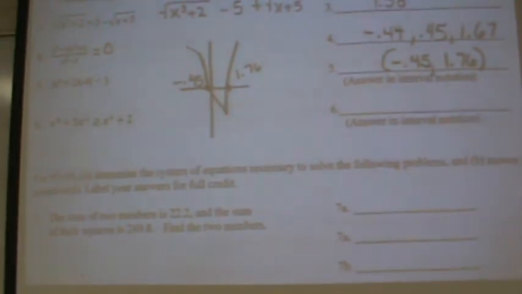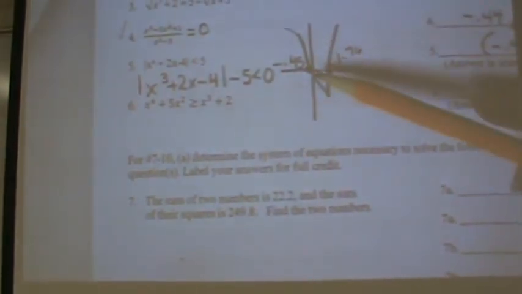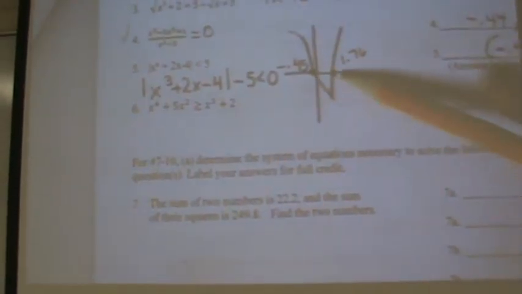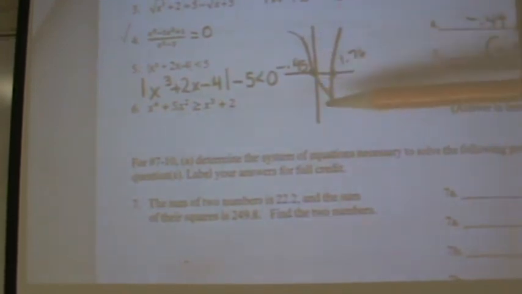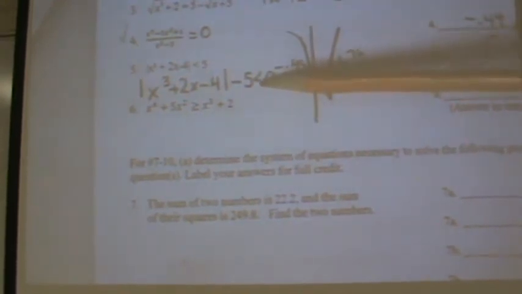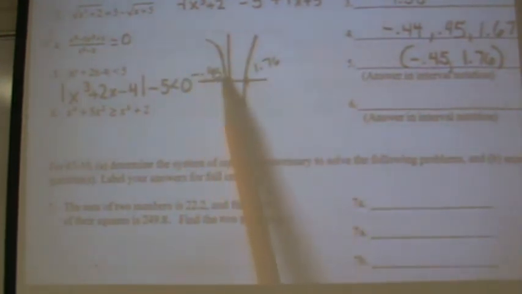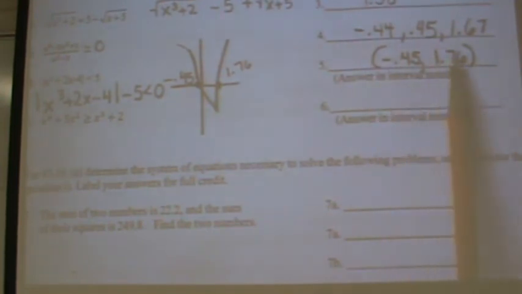Okay? Because what we did was we brought this over, so we want to know what portion of the graph is below the x-axis. If I had an equal to sign here, these would have been brackets. If it had been a greater than sign, it would have been above. It would have been negative infinity to this point, union 1.76 to infinity.